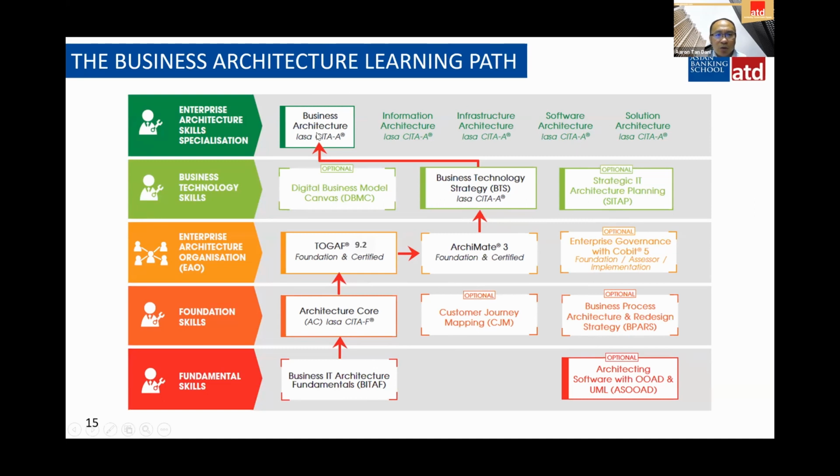Then after that, of course, at the top you have all the specializations, right? Business architect, information, infrastructure, software, and solution. All these are based on the skill set. And of course, they also have the rest on customer journey mapping.